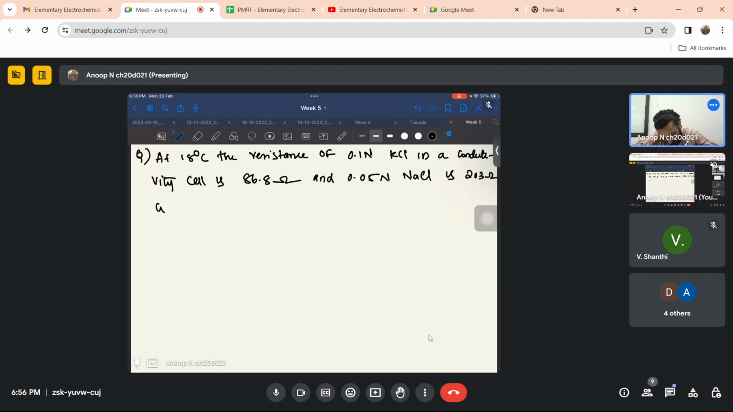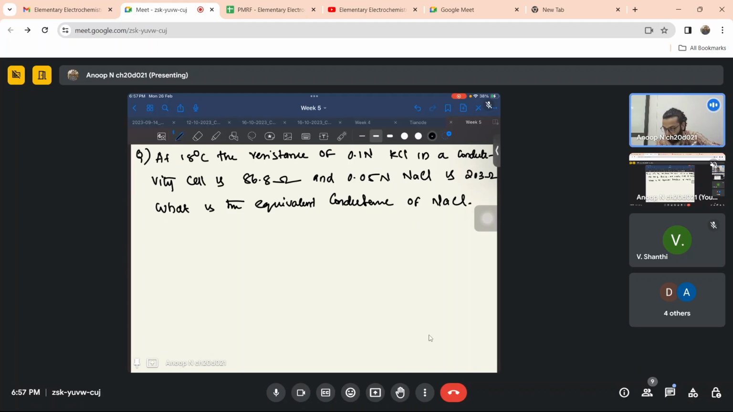What is the equivalent conductance of NaCl at 18 degrees centigrade? 18 is already given. So can you try to solve the problem?